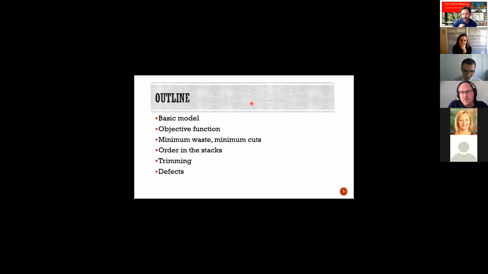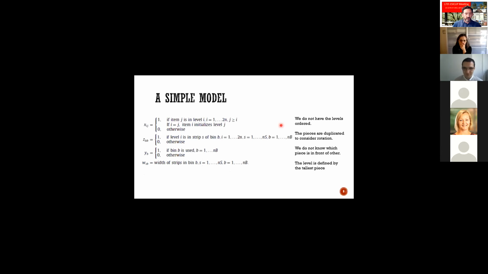Well, we start with a basic model. And after that, we can think about how to incorporate all the constraints of this problem. This is a simple model based on the Lodi et al. model for two-dimensional level packing that can be adapted to the three-stage cutting problem, considering that the first stage vertical cuts define the strips, and the second stage horizontal cuts define the levels. Then the items in a level can be cut in the third stage.